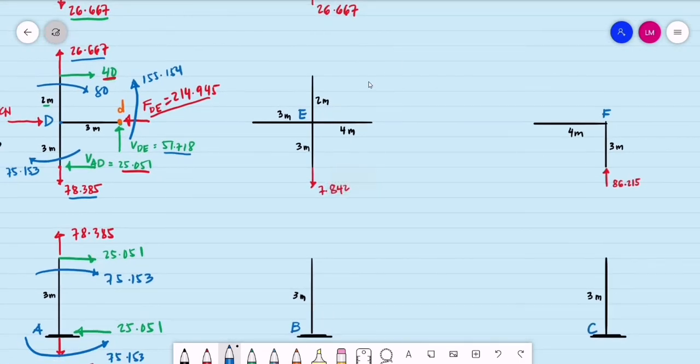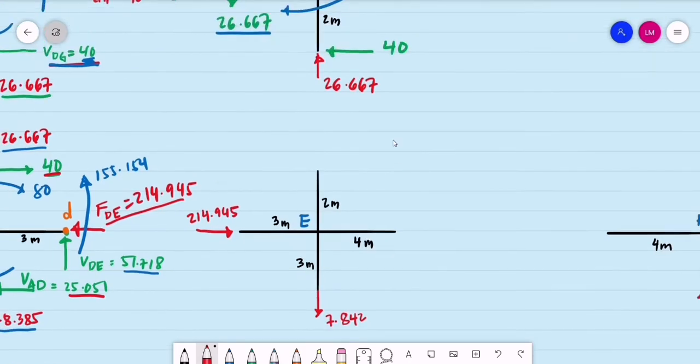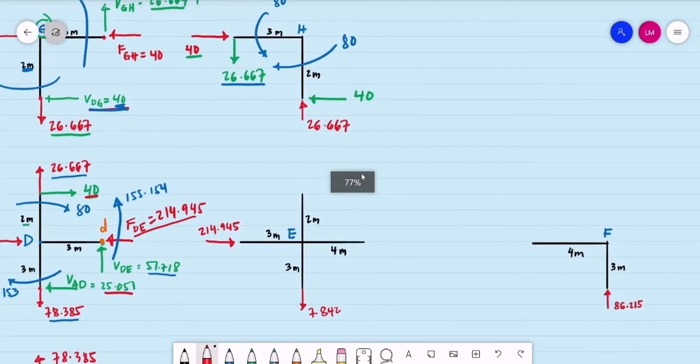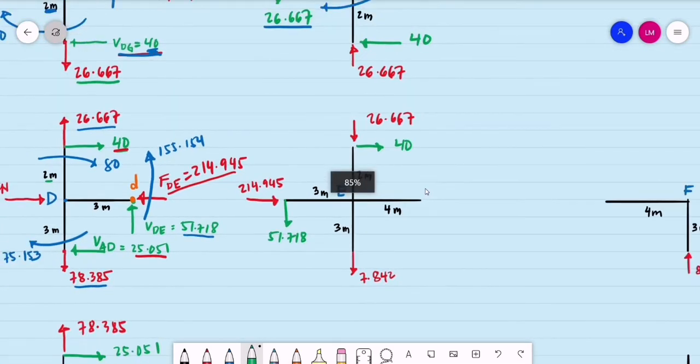So we may now proceed to joint E. What we have to do is transfer the forces and the moments. So this is the same as the 214.949. Then, from joint H, we have the axial force, this time downward, 26.667. Then the shear force, this time to the right, the 40 kilonewtons. And also we have a shear force at beam DE, this time downward, 51.718 kilonewtons. Okay, so far those are the values.